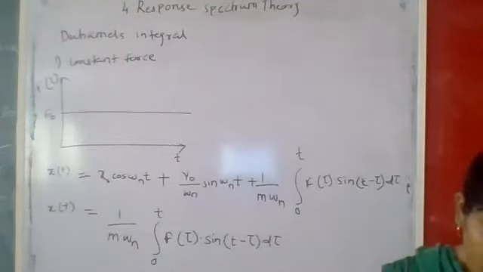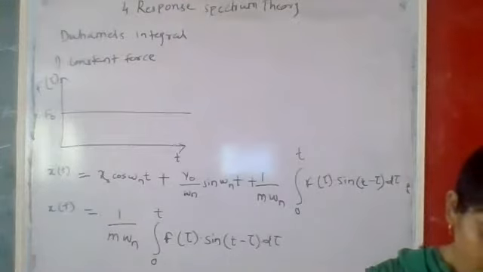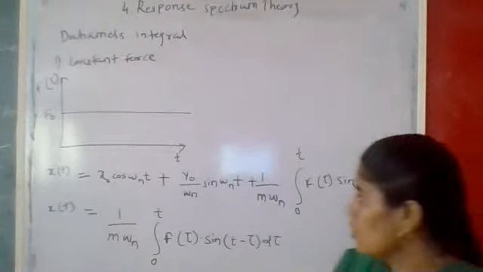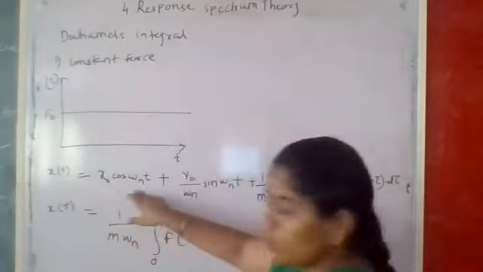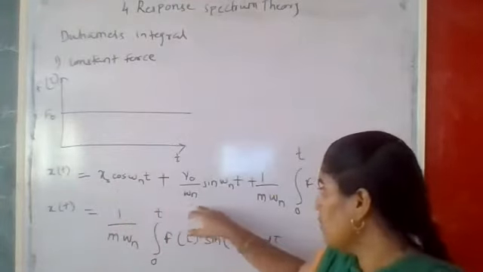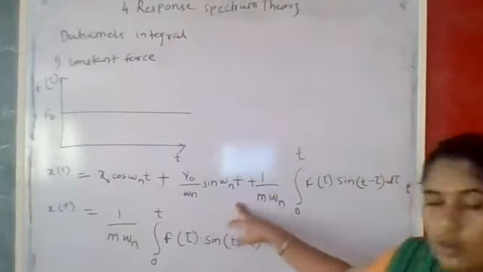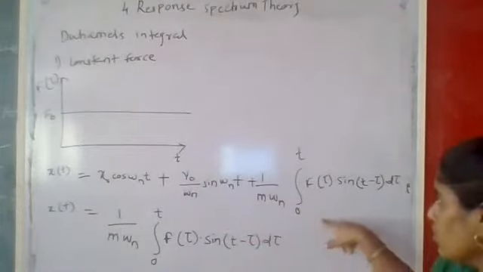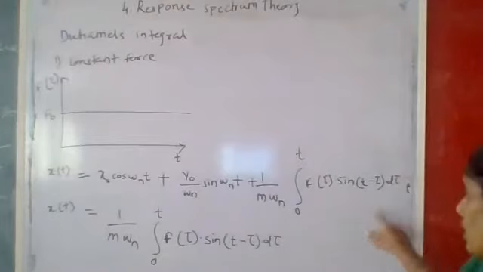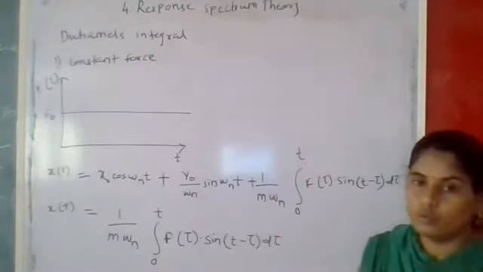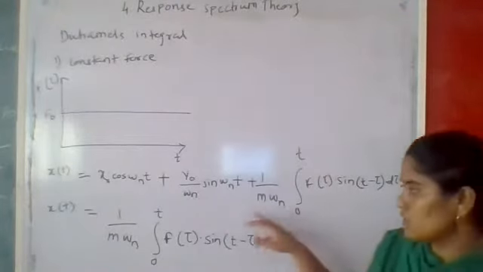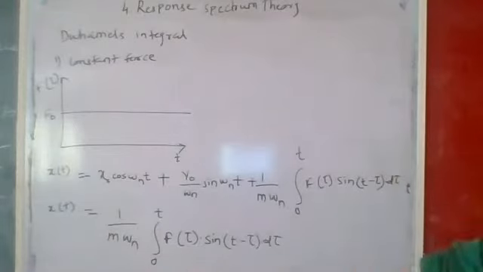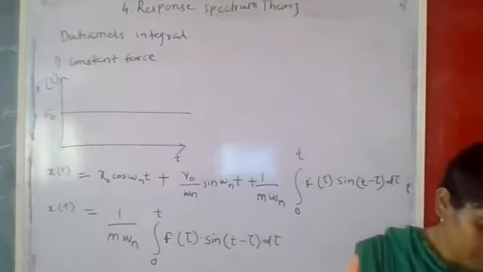The Duhamel's equation, all of you write down this: x of t is equal to x naught cos omega nt plus v naught upon omega n into sine of omega nt plus 1 upon m omega n into integration of 0 to t f of tau into sine of omega n into t minus tau into d tau. Okay, write down this equation x of t from the Duhamel's integral, Duhamel's equation.